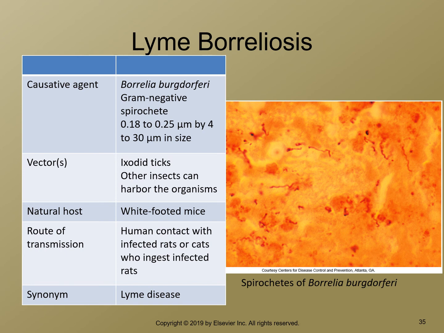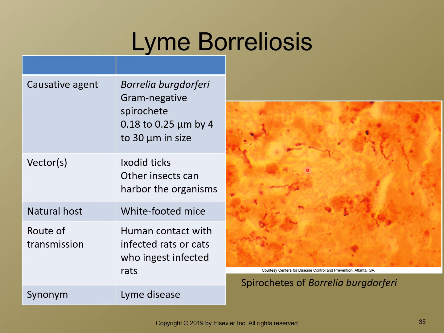Lyme borreliosis is the next vector-borne disease caused by a spirochete. Humans are the accidental host, and the disease is usually transmitted by ticks, including various Ixodes species. The white-footed mouse is the natural host, whereas the ticks are the vector. Human contact with infected rats or cats who ingest infected rats is the route of transmission for Lyme disease.